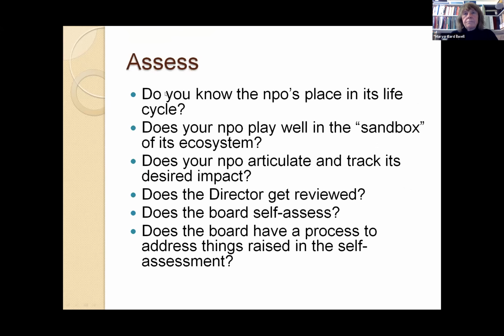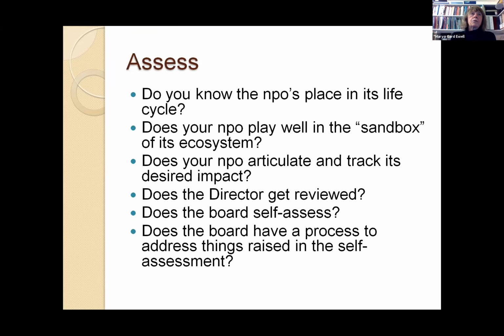Hooray, the last A. So you're going to be the assessor. Constant assessment is your job too. Do you know where your nonprofit is in its life cycle and what that implies? Is your nonprofit playing well in the sandbox that's your particular ecosystem, complementing, avoiding duplication, supporting, coordinating, even collaborating with other groups? Does your nonprofit express the impact it wants to make and track in a systematic way whether it's making that impact? Does the president or perhaps the executive or personnel committee evaluate the executive director annually?